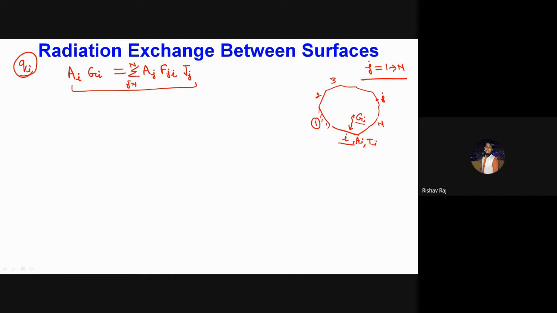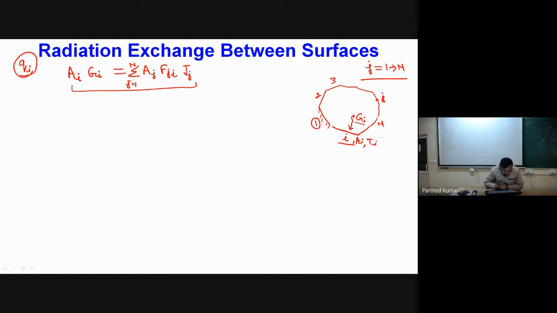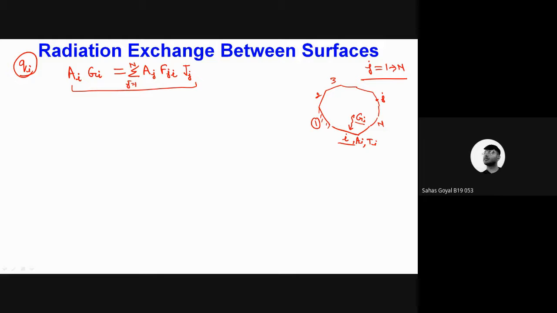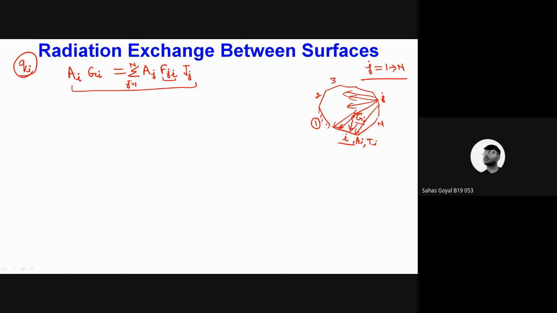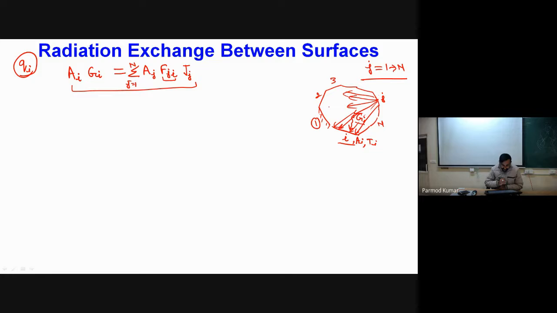Sir, I did not get the Fji part. How did we write that? Fji, view factor. Okay, so basically what will be happening? Say this is my jth face. From the jth face, whatever radiations are emitting out, will all of these be falling on the ith face? Yes, sir. No, some of them will be.